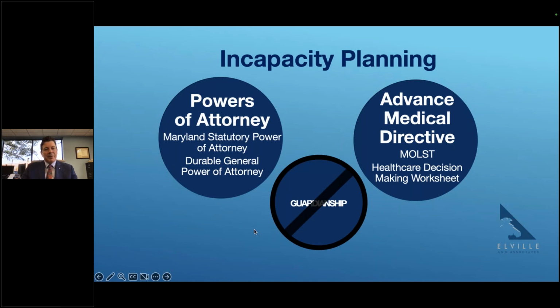So as we look at incapacity planning, we're looking at financial powers of attorney and the medical directives, advanced medical directives. And all states have laws about these things. In Maryland, we have a statutory form, and also in advanced estate planning, we use a general power of attorney. The advanced medical directive comes in various forms. There are forms from the Attorney General of Maryland, which we recommend for its flexibility and its customization that can be done with it. But there's also the 5 Wishes. There are other religious type forms. What we're going to learn here is that these forms are flexible.